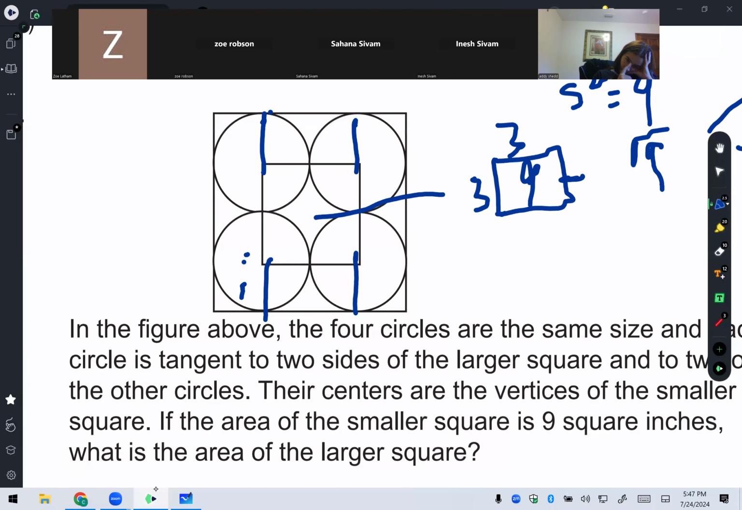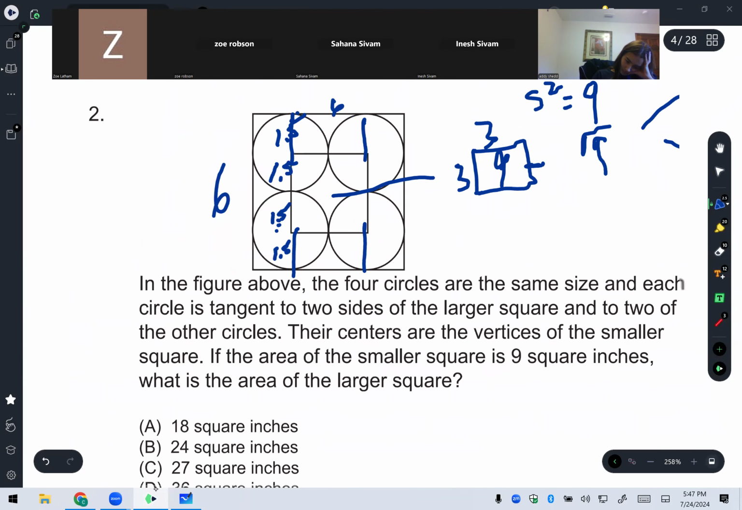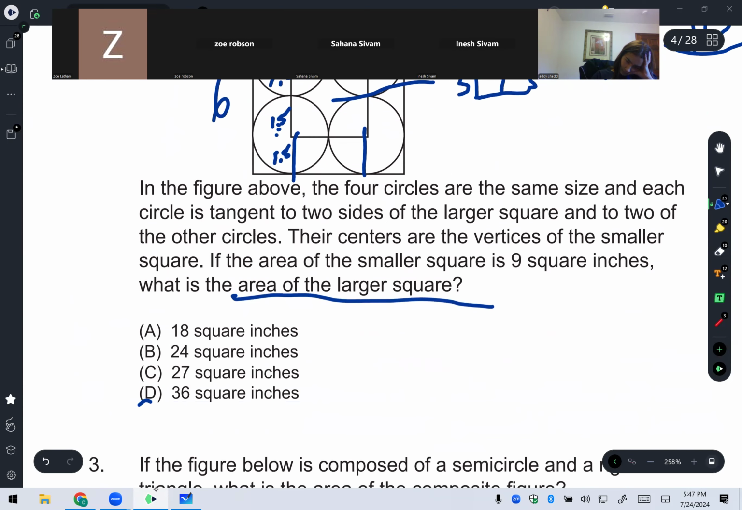So this is 1.5. This is 1.5. So you just fill in what you know. You might not see the route to the answer. This would probably be a medium one. So 4 times 1.5 is 6. So 6 times 6. I'll zoom back out. Thank you. The area of the larger square has to be 36.